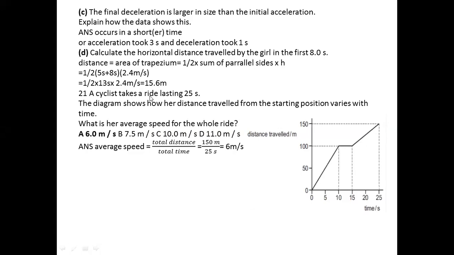A cyclist takes a ride lasting 25 seconds. The diagram shows how her distance traveled from the starting point varies with time. What is the average speed? How to calculate average speed? The formula of average speed is total distance over total time. Since it is a distance time graph, how to calculate distance from a distance time graph? We only have to see what is the final value of distance along the y-axis. And it is what? 150 meter. And total time will be seen from the x-axis. It is 25 seconds. So 150 divided by 25, the answer becomes 6 meter per second.